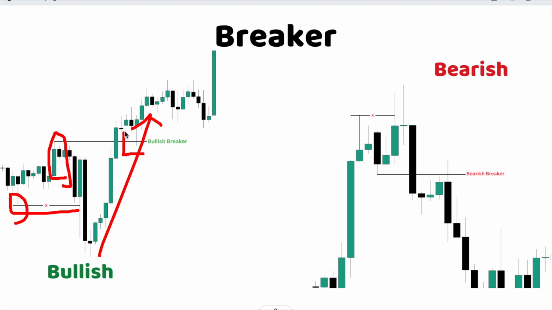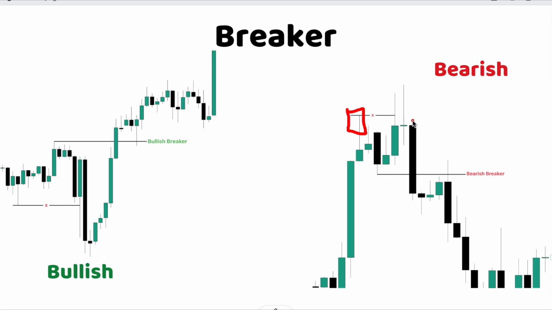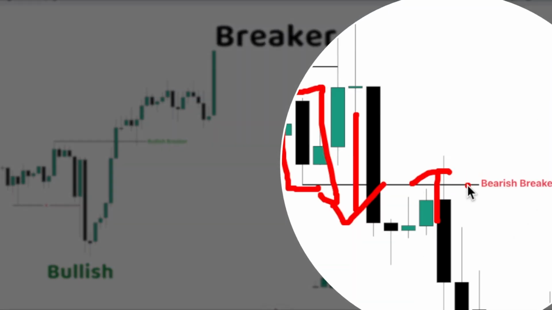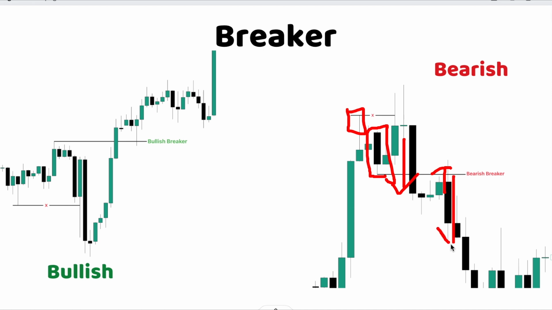As you can see, the price respected perfectly before going even higher. For the bearish breaker, it's very similar. We have our buy side liquidity taken. Once we have liquidity taken, we want to see a market structure shift with displacement, and the last down close candle will be our bearish breaker. Once the price retraced back to the breaker and respected it, the price continued going even lower.